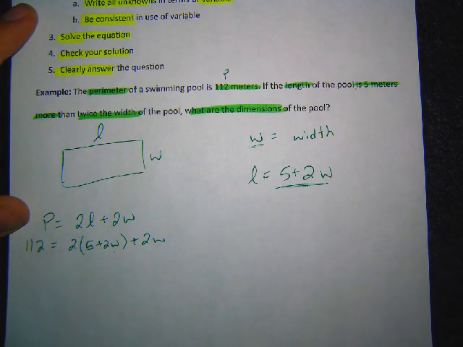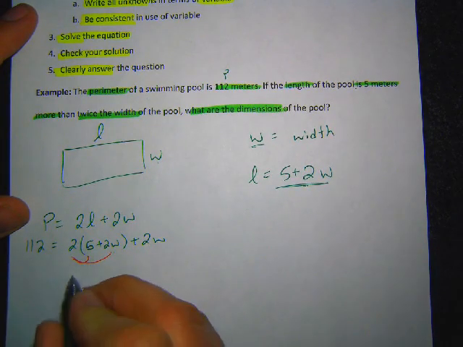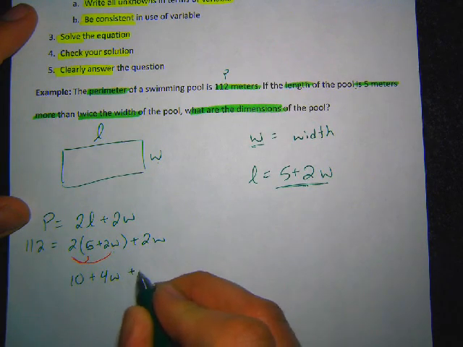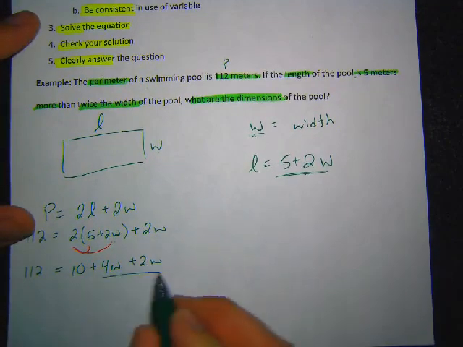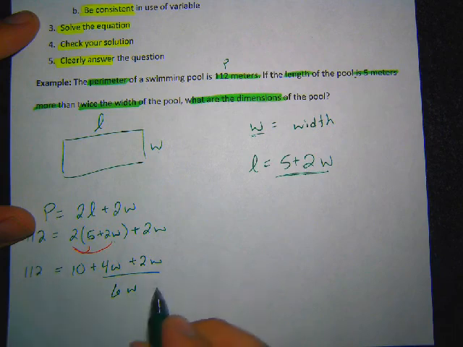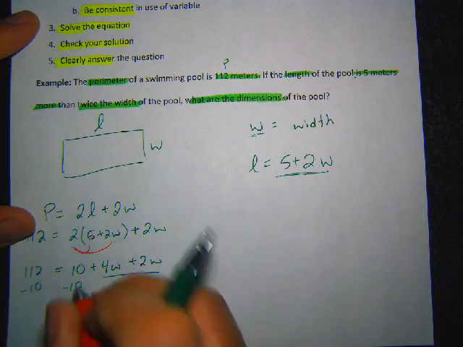So to solve it, because there's parentheses, we're going to distribute out the parentheses. So 2 times 5 is 10. Then 2 times 2 is 4, so we get 4W, still plus 2W, and it still equals 112. You can combine some like terms. 4 plus 2 gives us 6W. I'm going to get rid of this 10, because we're going to want the W by itself eventually. So let's subtract 10 across.